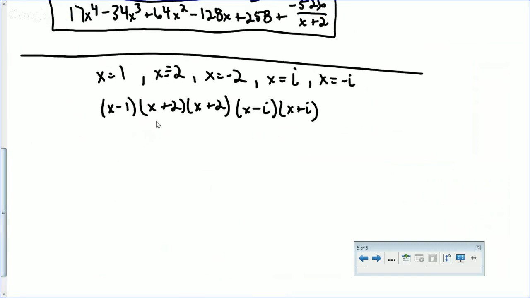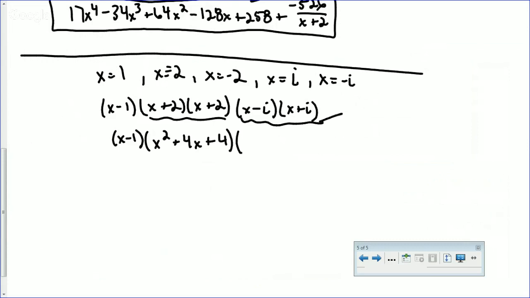Okay, so now we just need to FOIL and multiply everything out. So we'll have x minus 1. If I FOIL this, I'll get x squared plus 4x plus 4. When I multiply this out, I'll do that over here, kind of the long way. You get x squared plus xi minus xi minus i squared. Now your xi and xi cancel. So you have x squared. And i squared is negative 1. So you have minus negative 1, which becomes a plus 1. So you have plus 1 there.